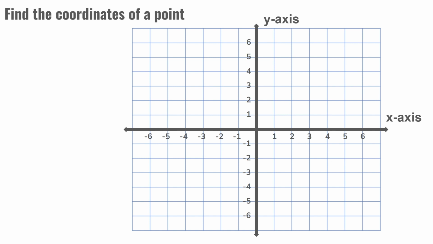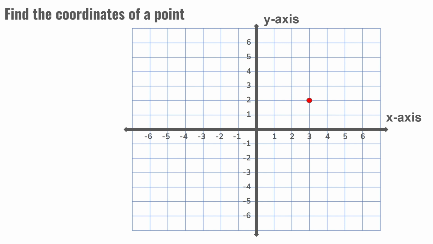So let's practice finding the coordinates of a few points together. And remember, to find the coordinates of a point, you must always start at the origin and first move left or right along the x-axis, and second, move up or down along the y-axis. So, for this point, which direction along the x-axis should we move, and how many spaces should we move in that direction?